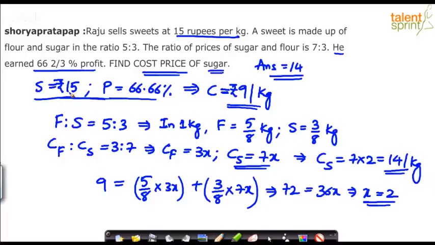I have done the mental calculation. You can do it. You also can do it. If I have done it, even you can do that. So that's it. The answer is, the cost price of sugar should be 14 rupees per kg.